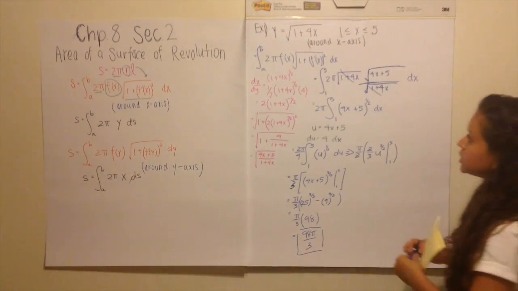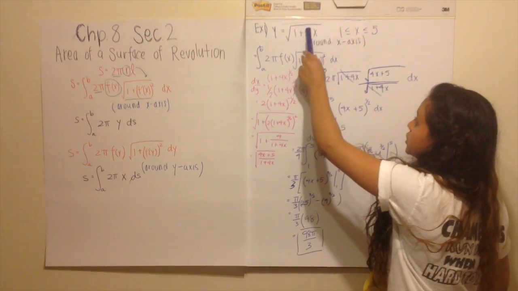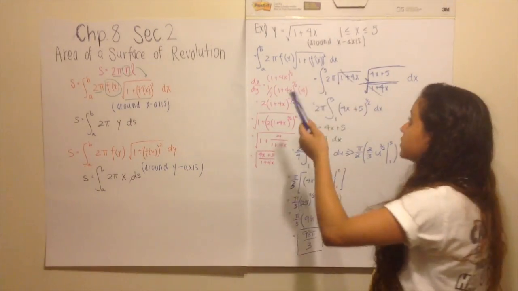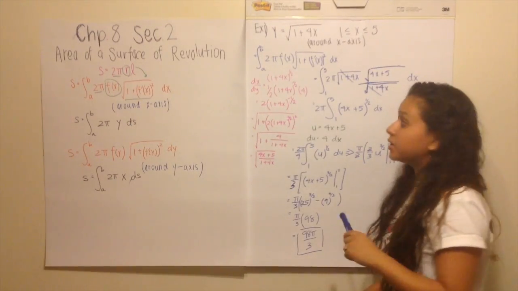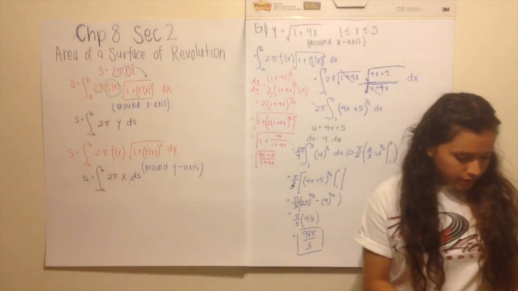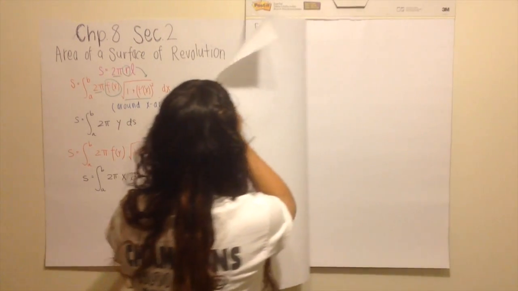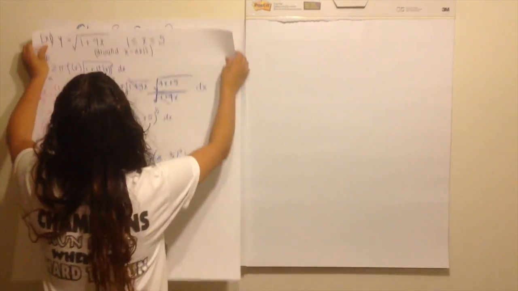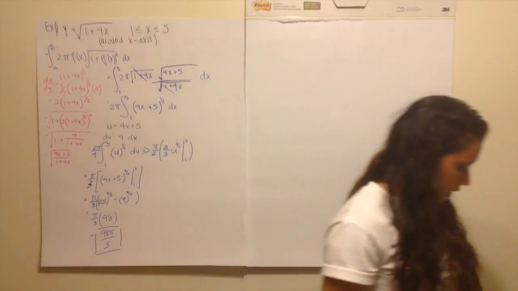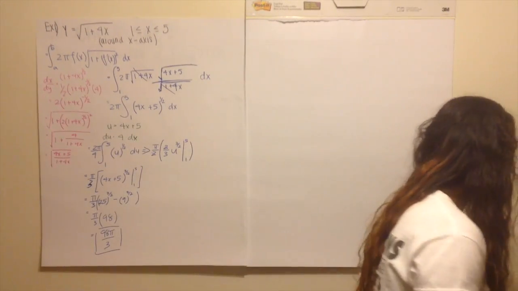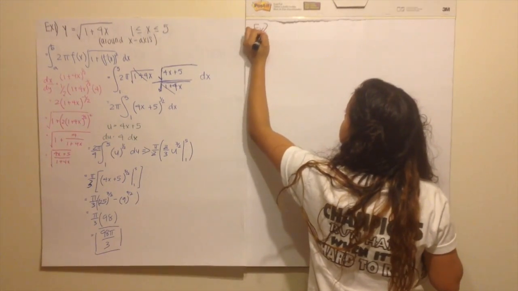Okay? So, as you can see, the functions are in terms of x, and they want you to revolve around the x-axis, so you get to use the original formula in terms of x. Okay, so now let's use the alternative formula. Second example.